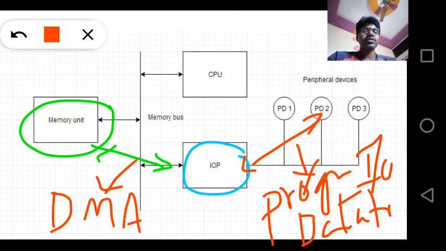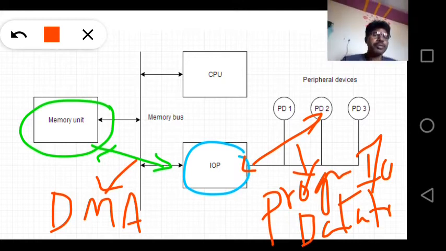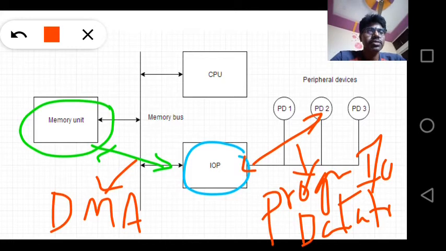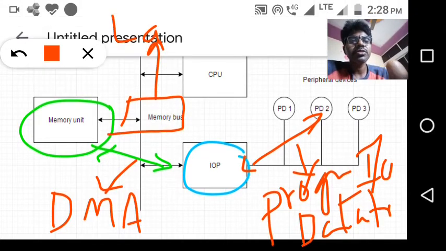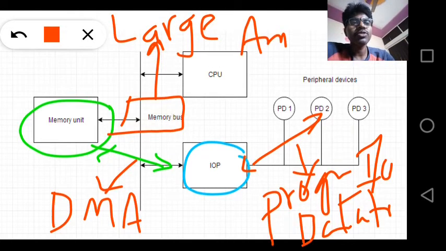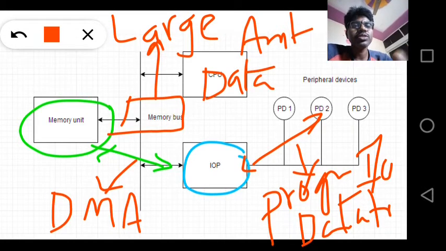So the communication between the IO processor and the memory unit is much like a direct memory access. And the communication between the IO processor and the peripheral devices can be done using a technique called programmed IO data transfer. So before understanding these two concepts, you should have some idea what is meant by DMA and what is meant by programmed IO data transfer. Just now I said DMA is used to transfer a large amount of data. If I have a large amount of data, then I can use DMA.